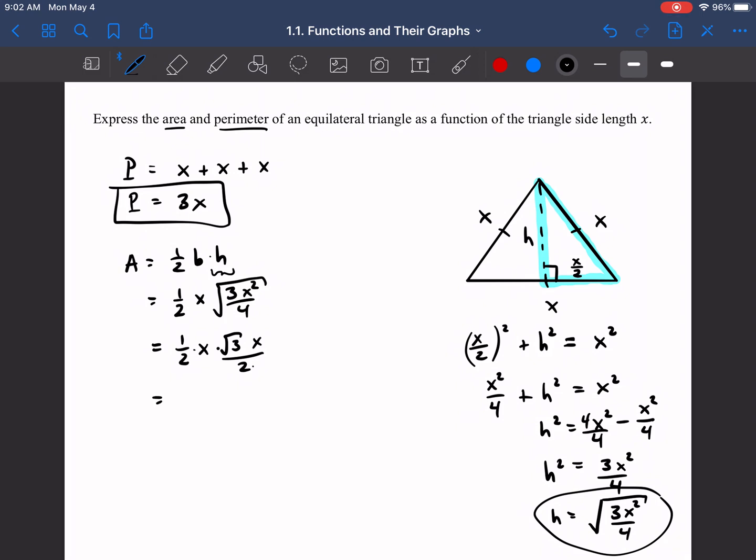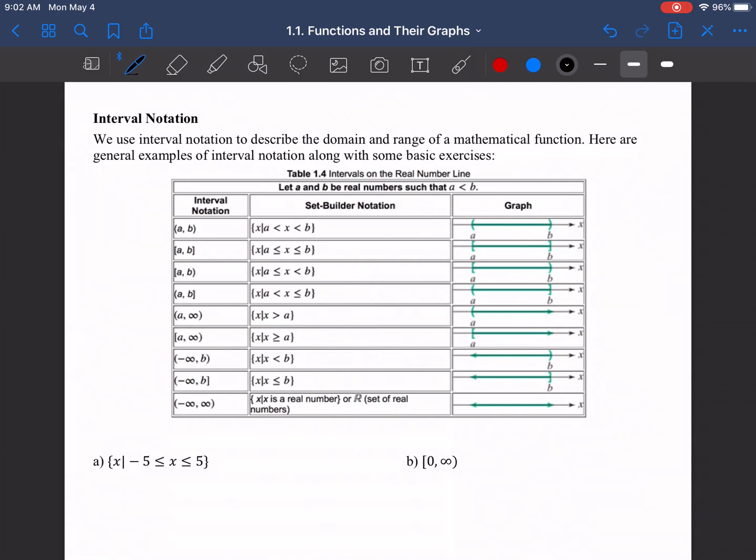So I can do 1/2. If I multiply the denominator together, I'm going to get a 4 in the denominator. I have an x and an x, so that gives me an x squared, and then I have a square root of 3. And that's pretty much going to be it right there. And there is our equation for the area of an equilateral triangle based just off the length of the side of the equilateral triangle. All right, next we want to look at, real quick here, interval notation.